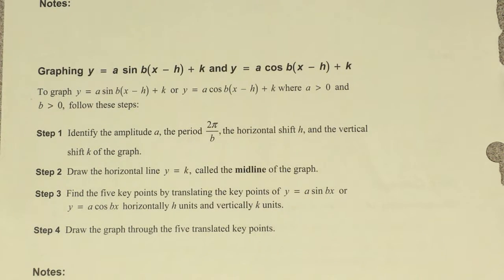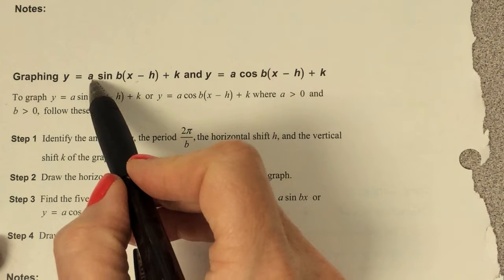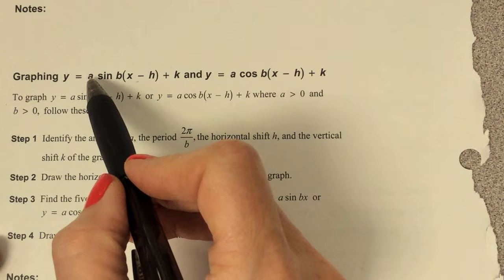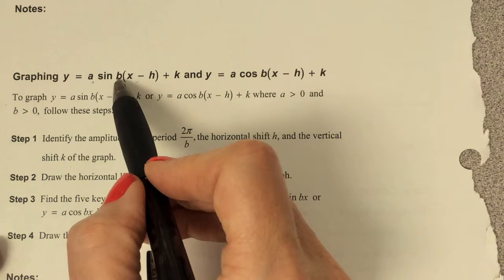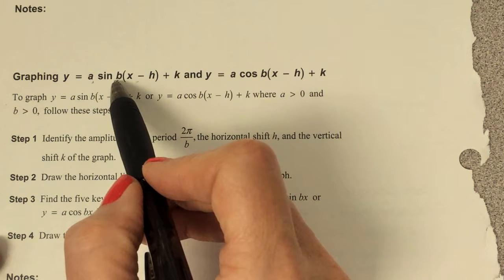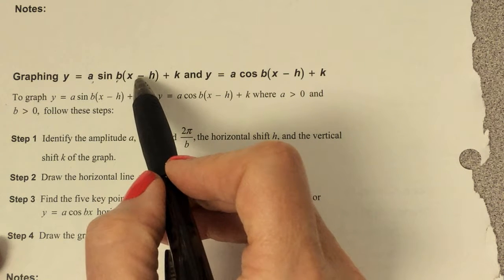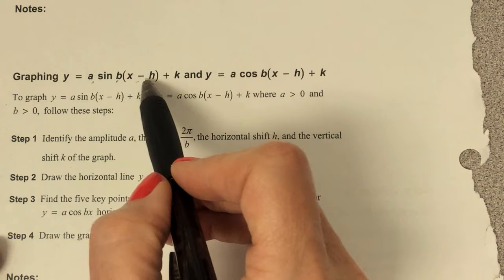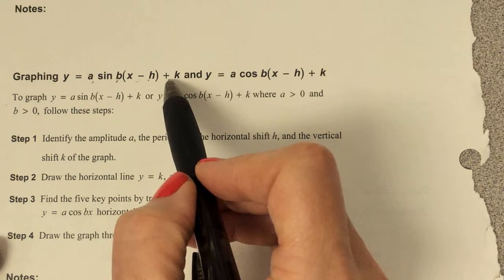Okay, so like I said, now we're going to be looking at all these changes. Like we've talked about A being a vertical stretch or shrink. We've talked about how B is going to change the period. Basically, it's going to be a horizontal stretch or shrink. H, we said, is going to move it. If it's a minus H, it's going to move it to the right. And if we have a plus K, that's going to move us up or down.